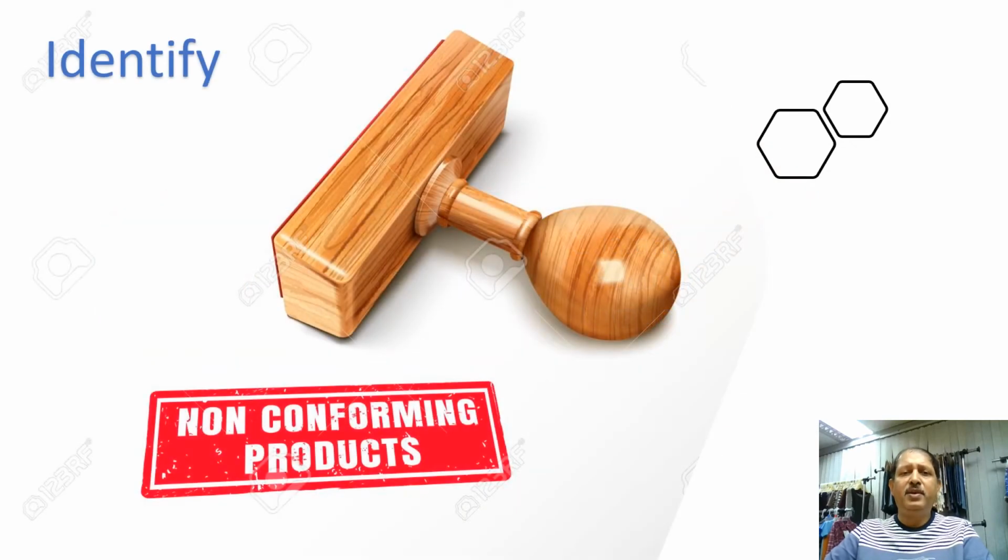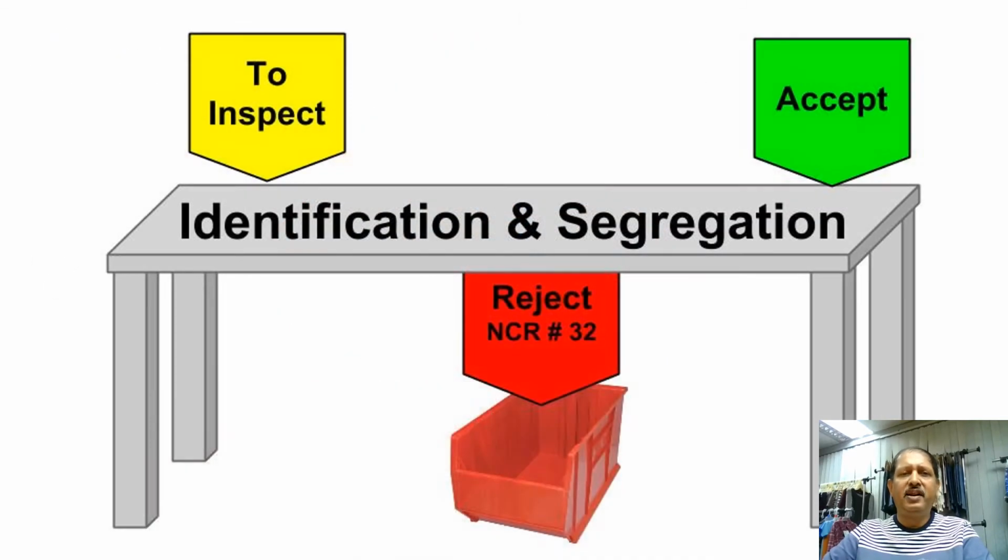So how is it identified? We can use different types of tags. Let's talk about the product: there is a defect. We can put arrow stickers, or we can put red tags, and we can mark it that this is the product, do not touch, it has some issue. Once we do that, we need to segregate.